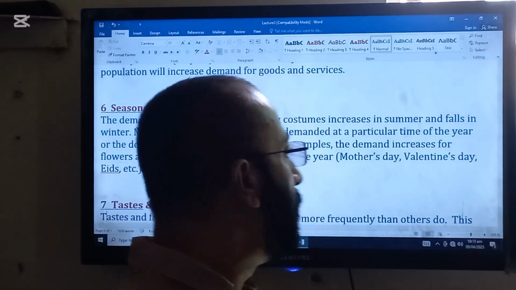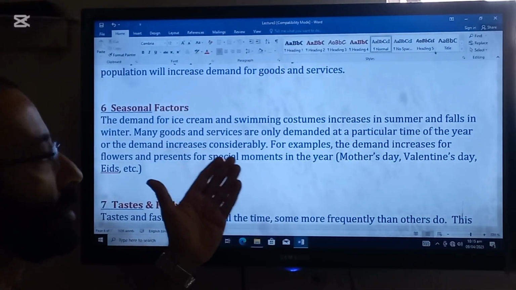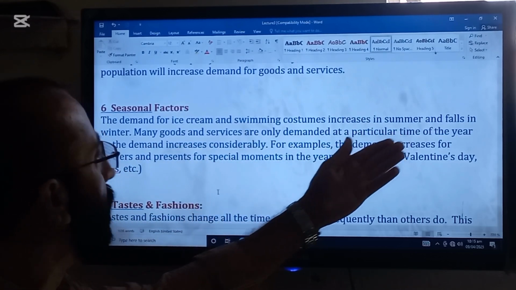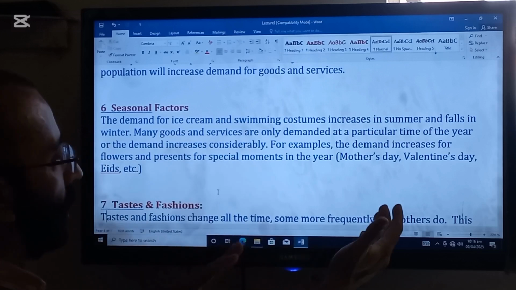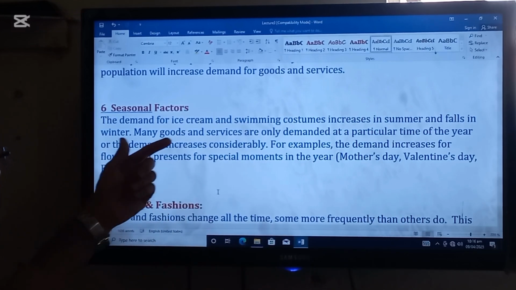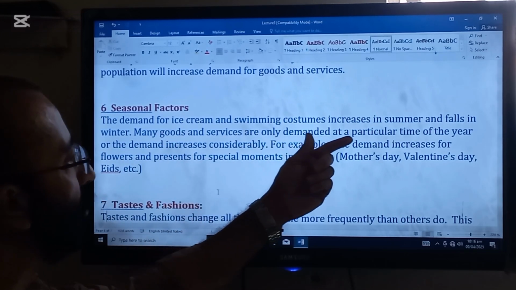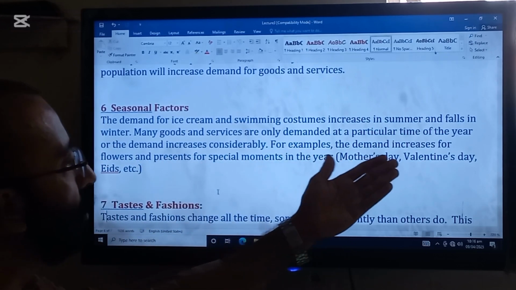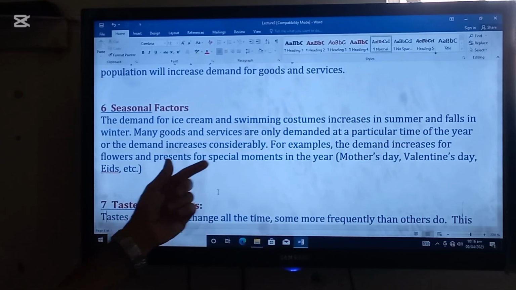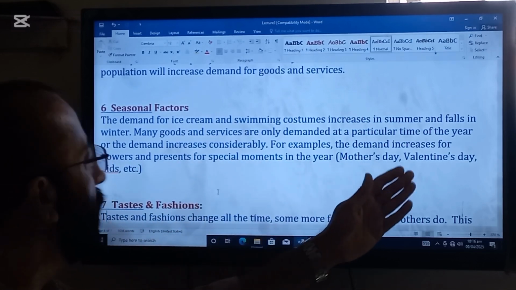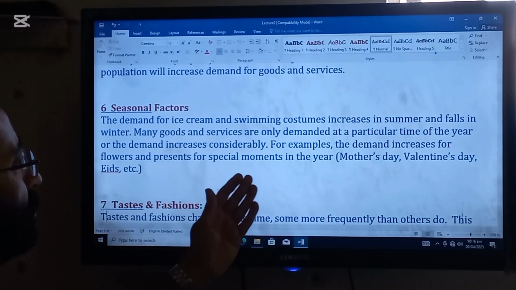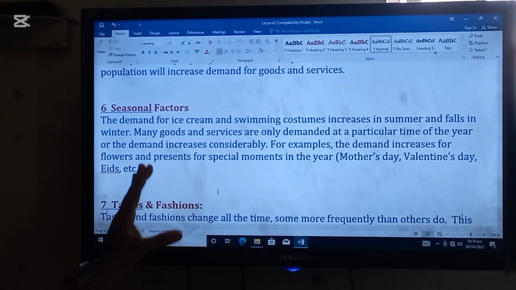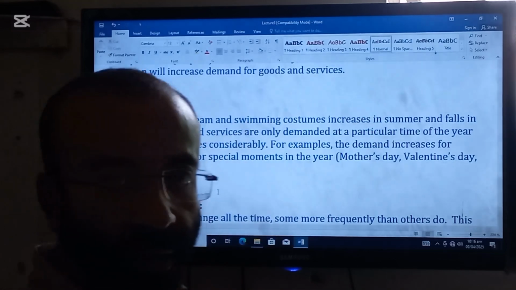The next point which we are going to discuss is the effect of seasonal factors on the demand. The demand for ice cream and swimming costumes increases in summer. So in summer, the demand for ice cream and swimming costumes will increase, and fall in the winters. Many goods and services are only demanded at a particular time of the year, or the demand increases considerably. For example, the demand increases for flowers and presents for special moments in the year, on Mother's Day, on Valentine's Day, on Eid. So this is the effect of seasonal factors on the demand.